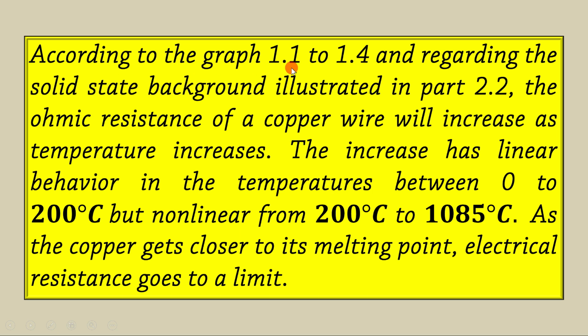According to graphs 1.1 to 1.4 and regarding the solid state background illustrated in part 2.2, the ohmic resistance of a copper wire will increase as temperature increases. The increase has linear behavior in temperatures between 0 and 200 degrees Celsius, but nonlinear from 200 to 1085 degrees Celsius. As the copper gets closer to its melting point, electrical resistance goes to a limit. Are you ready to go to the next step?